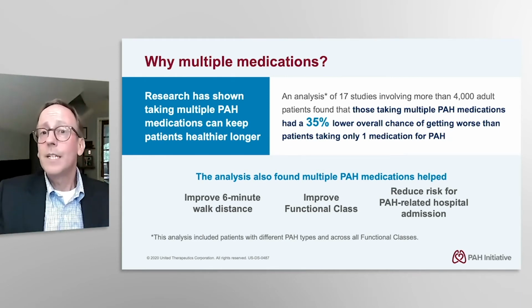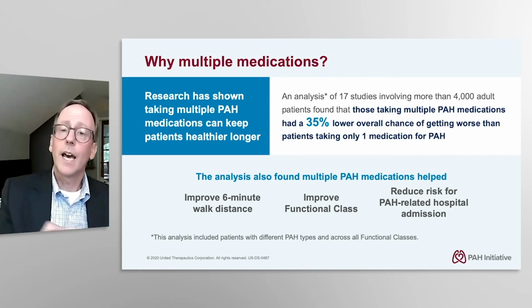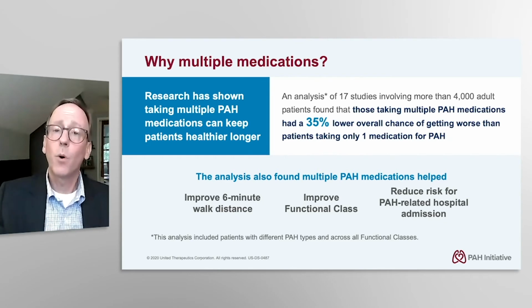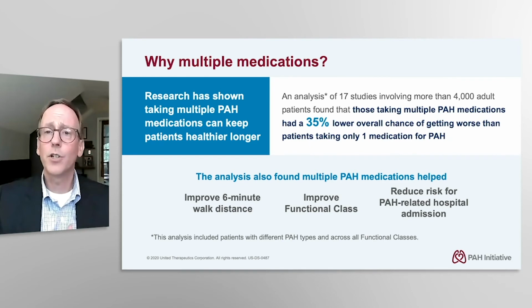Now, certainly if we have a disease such as PAH that's incurable, we want to keep you in low risk status and not progressing. So that's an important thing to make sure that you're not getting worse and try to give you the best treatment regimen when we can. That analysis quoted also showed that multiple PAH medications helped improve the 6-minute walk distance, that hallway walk test back and forth, sometimes in the hospital or in the physician's office.